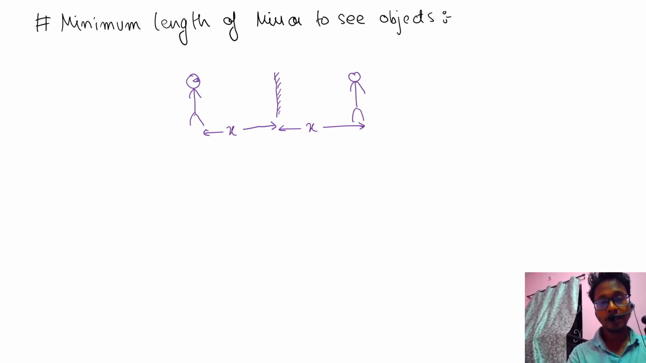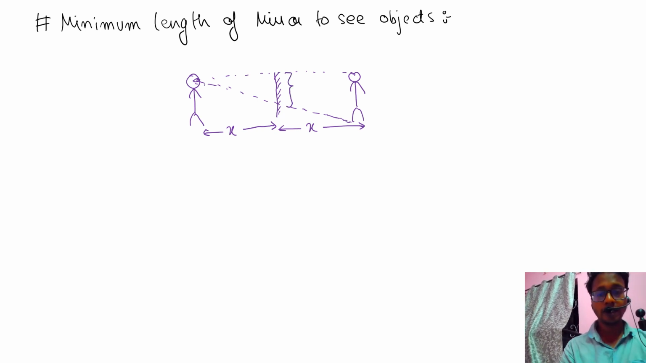If his eyes can see the entire image, that is the length of the mirror. So his eyes must see the head, so let's draw one ray to his head. And his eyes must see the leg. So this much length is the exact length of mirror. Understood this much? Now let us call this length y.